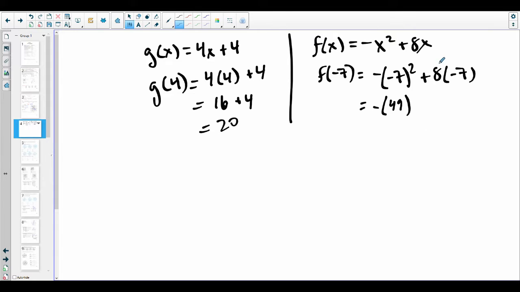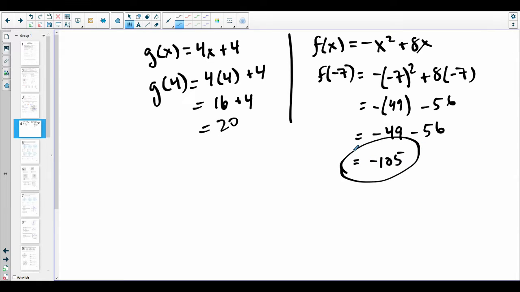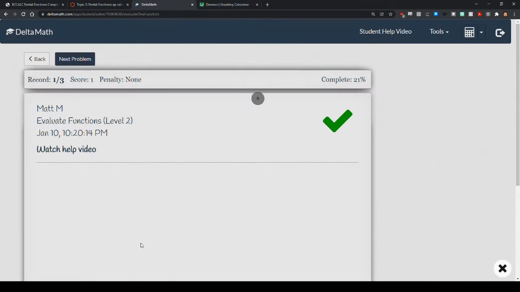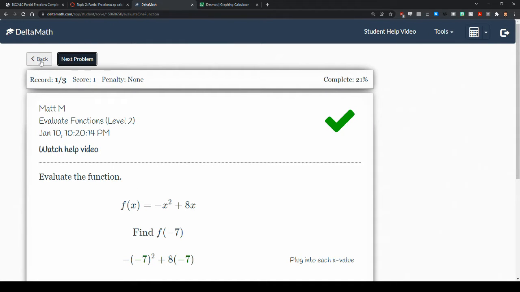Okay. And we can multiply this too. 8 times -7 is -56. So we have -49 minus 56. And if you need a calculator to do this, that is totally fine. I'm going to use mine because it's late. I don't feel like thinking. I got negative 105. Let's see if that's correct. Hey, there we go.